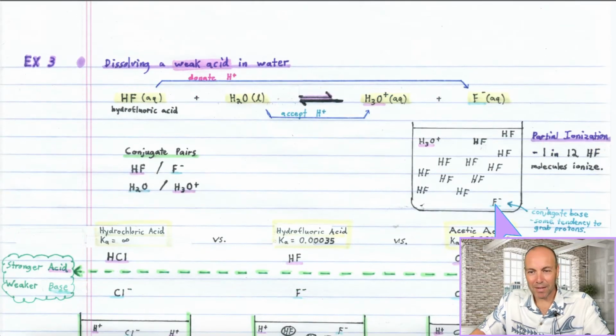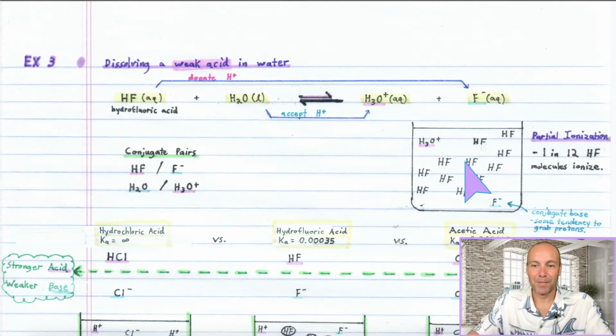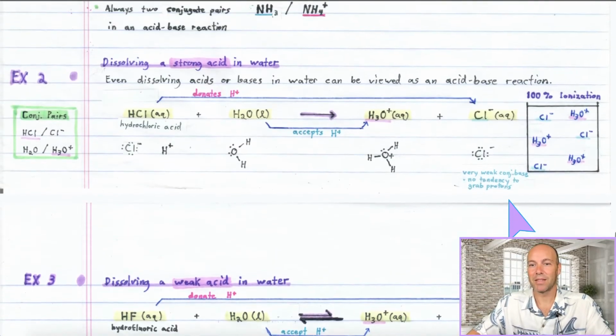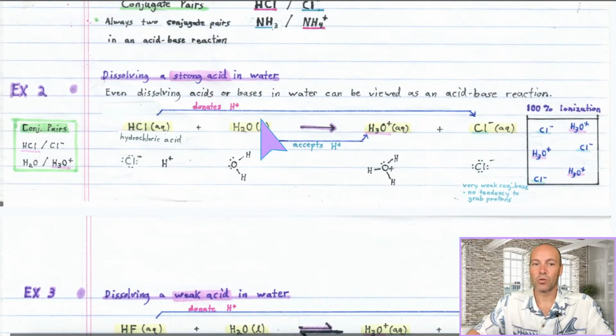But the F minus, you know, it kind of likes protons a little more. So you see a lot of HF molecules in there, and that's because the F minuses are grabbing those protons. So the conjugate bases of weak acids are a little bit more basic than the conjugate bases of strong acids.